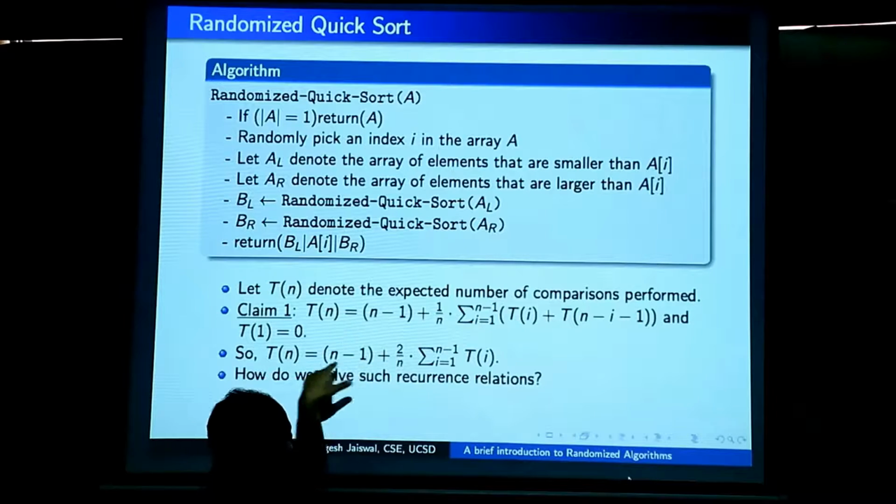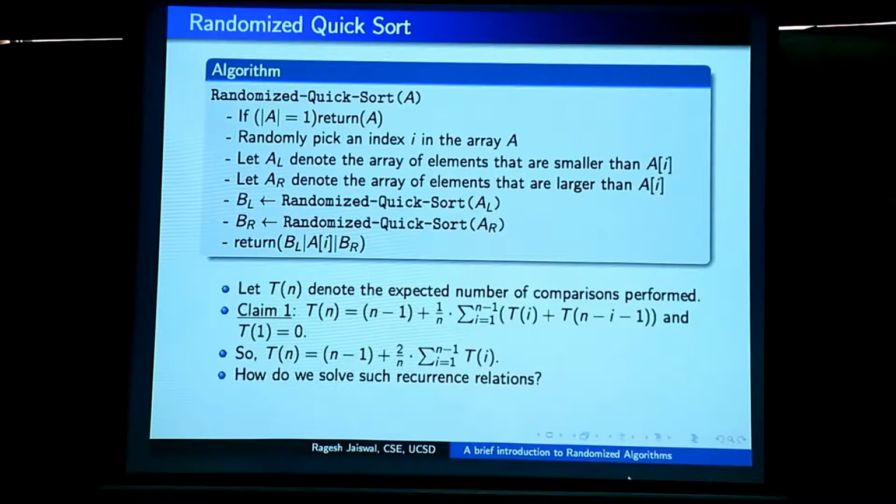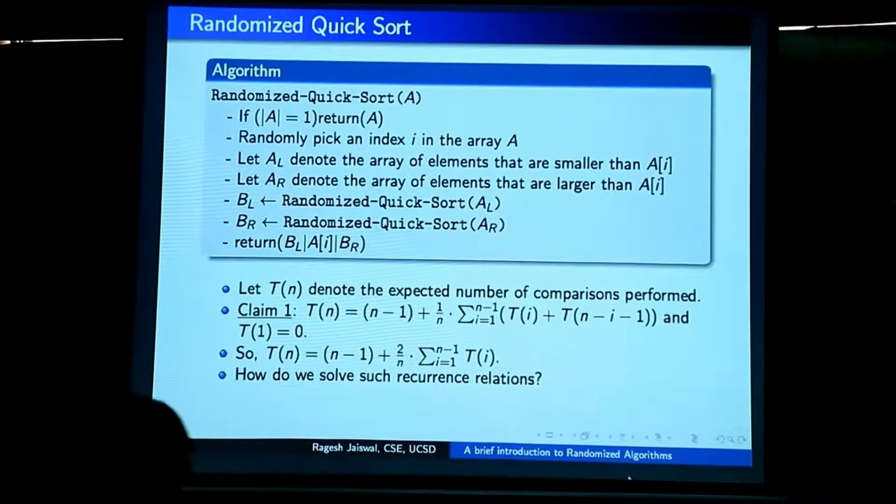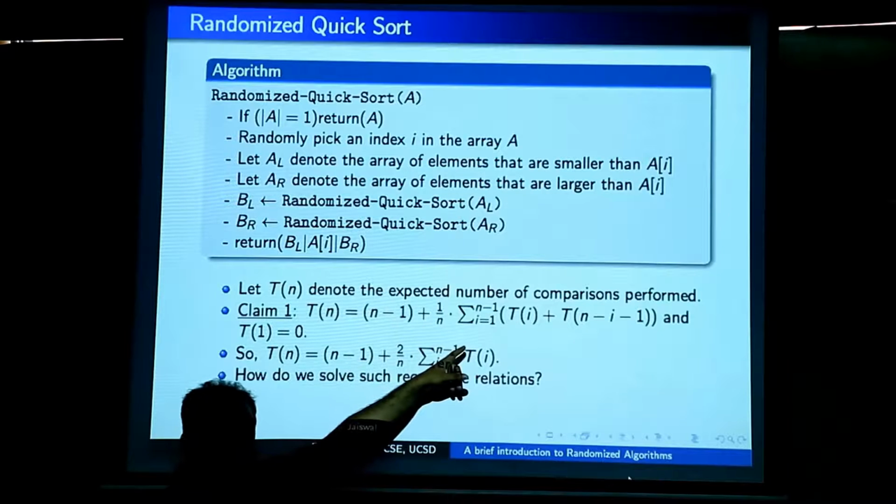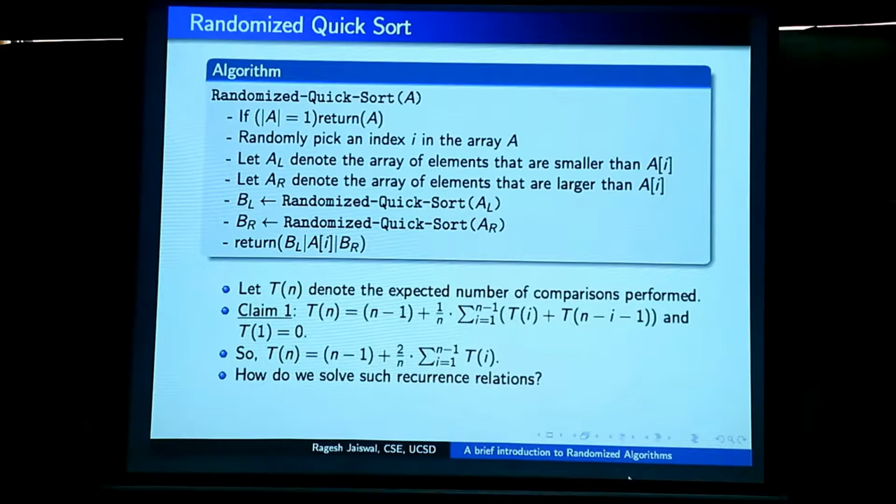Is this true? Just following from this, T(n) is equal to T(n minus 1) plus 2 by n times this summation. Are we assuming that both parts are equal, that the partition is equal? No, we are not assuming that the partitions are equal. We're just simplifying the expression on the right-hand side. So if you're convinced about claim 1, this is just simplification, nothing else. The summation, i we are taking from 1, or from 0, i equal to 1. It is symmetrical.